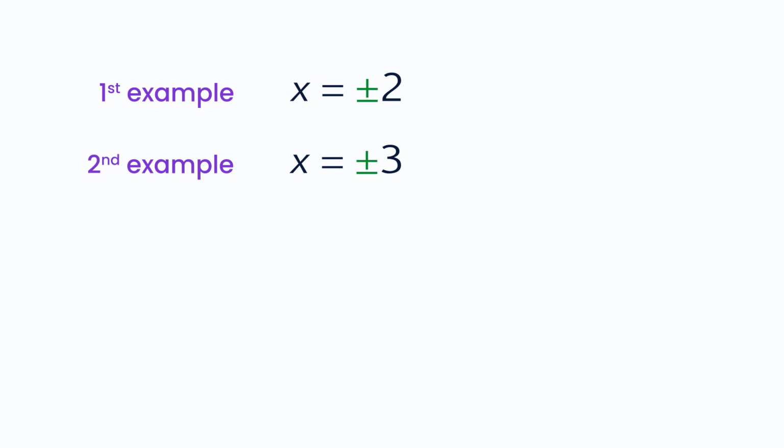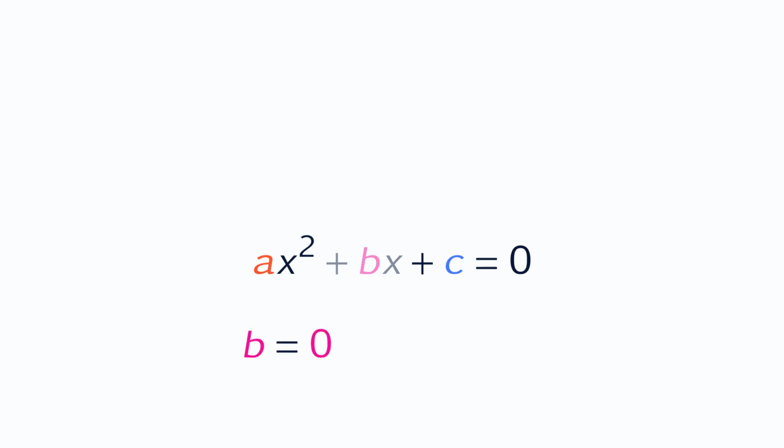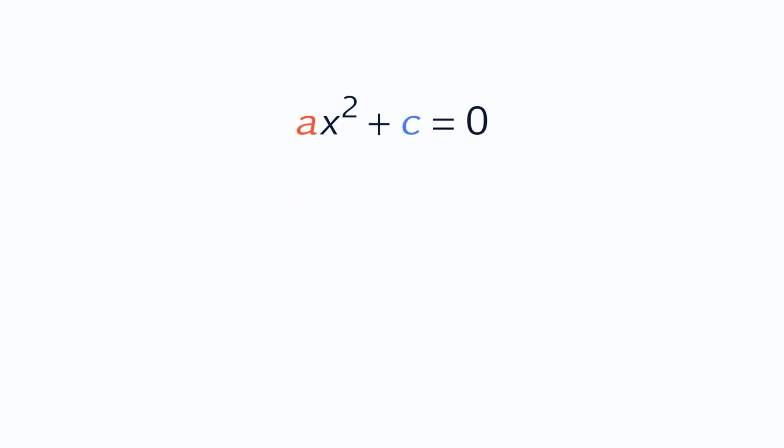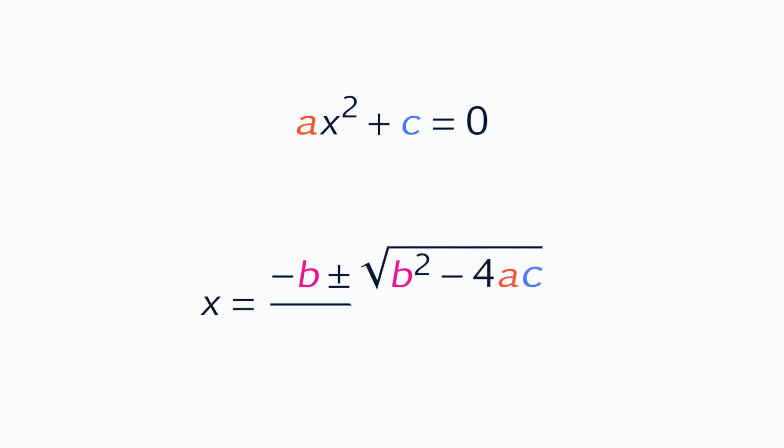Be sure to notice that in both examples, the two solutions had the same numerical value, but they have opposite signs. This will always be the case when b equals 0, except when c equals 0 as well. In fact, the solutions will always be in the form x equals plus or minus the square root of minus c over a. It's also worth noting that you get the exact same solutions by using the quadratic formula.